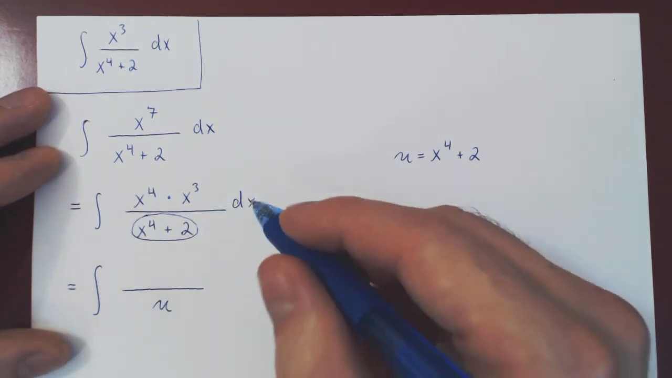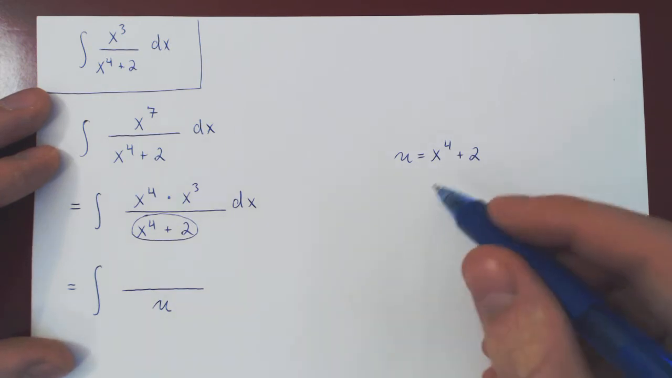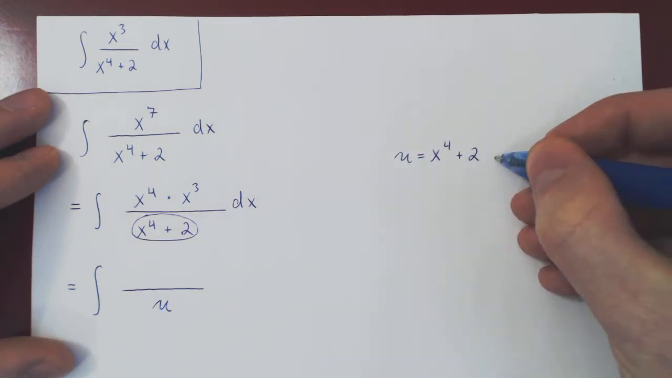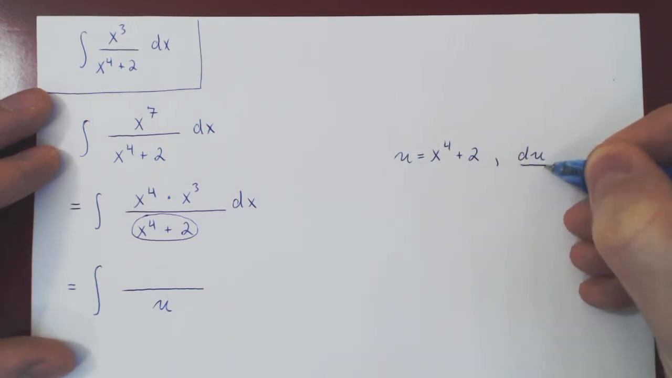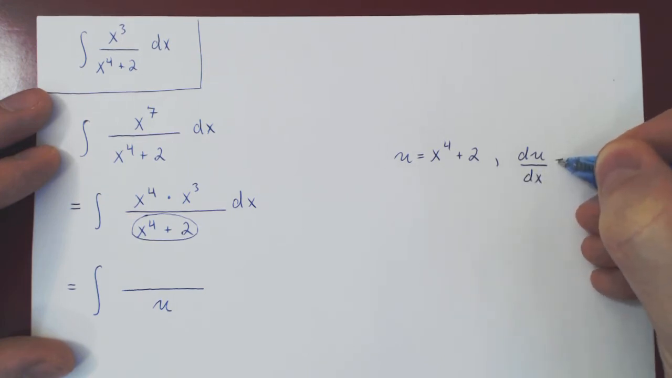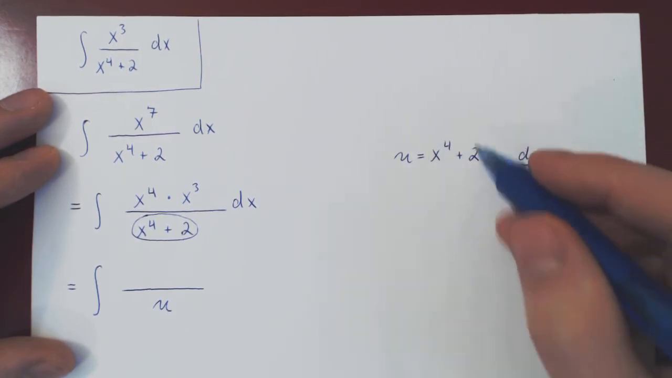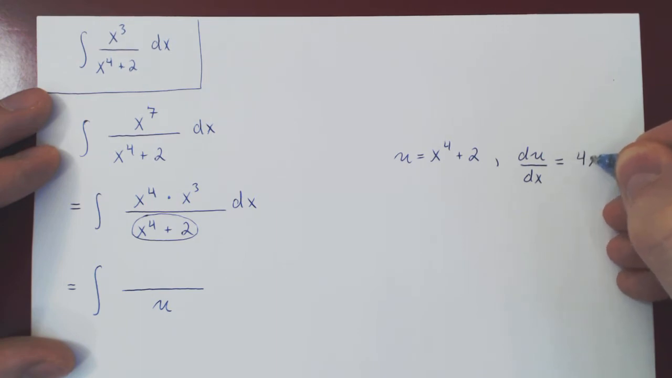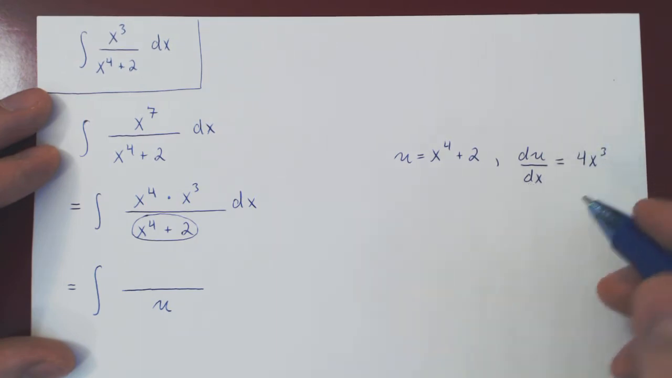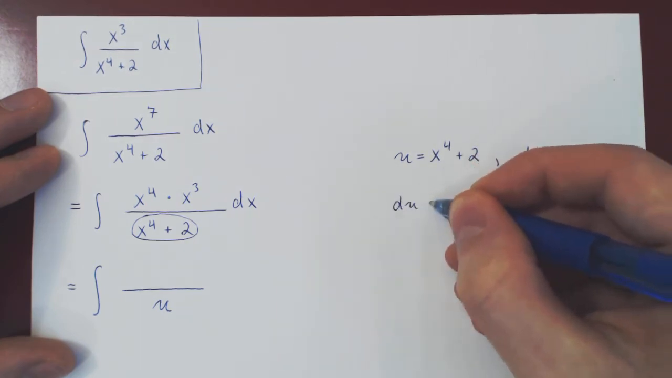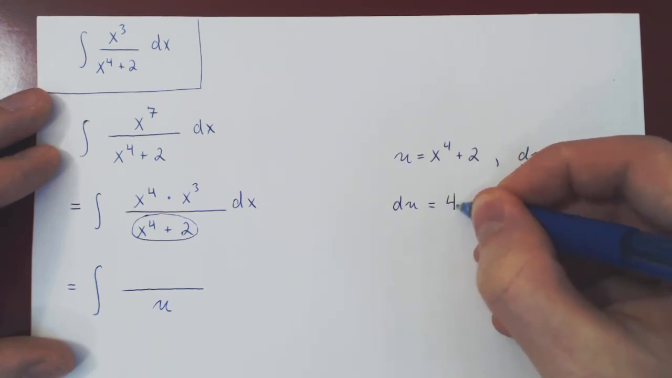As before, to get our dx as a function of u, we must differentiate. So u is a function of x, differentiate u with respect to x, du over dx, but the derivative of course is simply 4x cubed. Multiply by dx, and so du is 4x cubed dx.